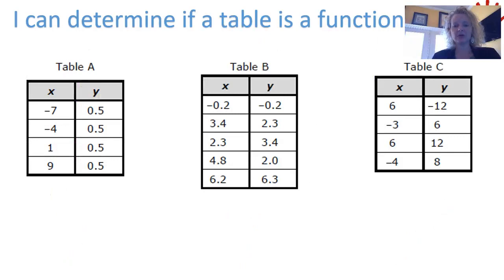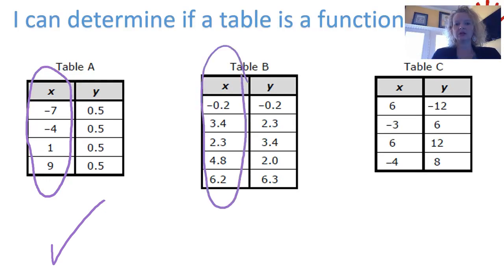So looking at the table, can you determine if something's a function? Yes, because you're only looking at your x values, your input. -7, -4, 1, 9. Yes, it is a function. Only looking at our x values: -0.2, 3.4, 2.3, 4.862. All of those are different. It is a function.